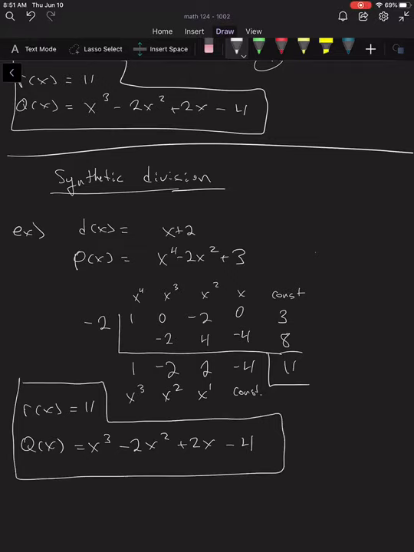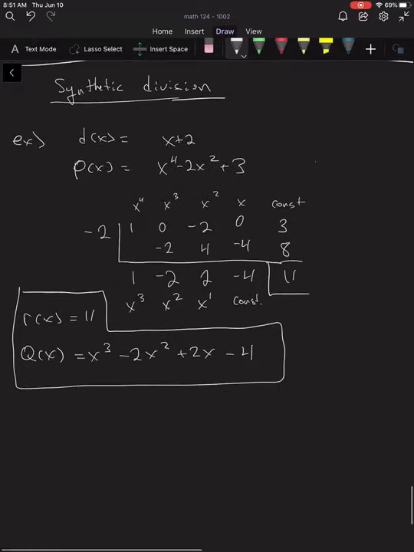Okay, let's do some more synthetic division examples. So how about number 12? Again, we want to find r of x and q of x when p of x is equal to, or they're writing it a little bit differently.